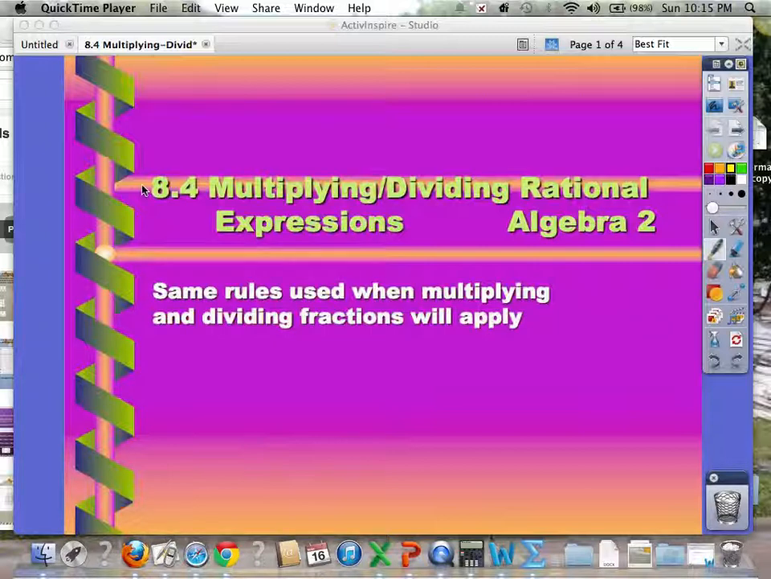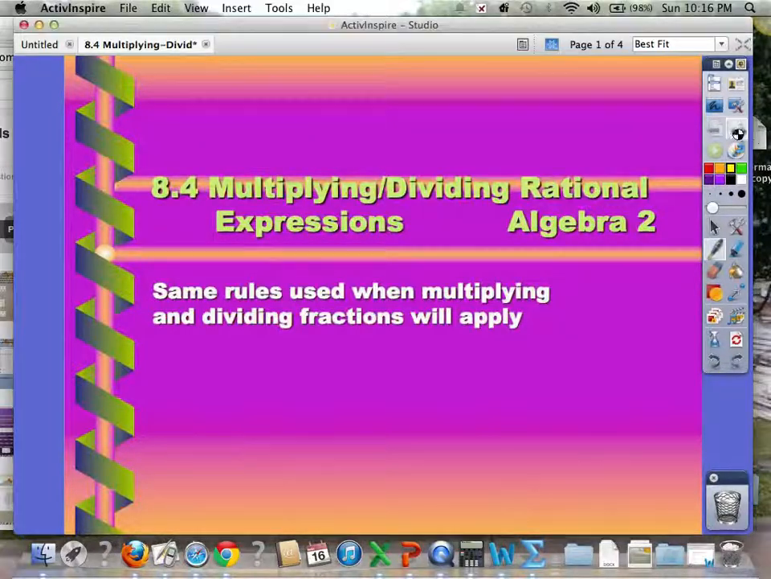8.4, multiplying and dividing rational expressions. We're going to be using the rules that we used when we multiplied and divided fractions in this section. So those things will apply, and then simplifying. This one's not a very difficult section. I probably think that you'll like this one compared to adding and subtracting, which gets a little bit more complicated, but this section should be pretty good. All right, let's get started.